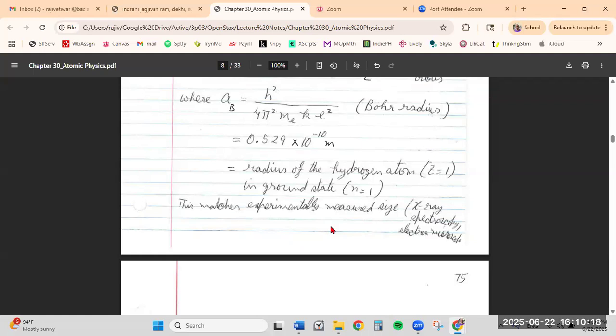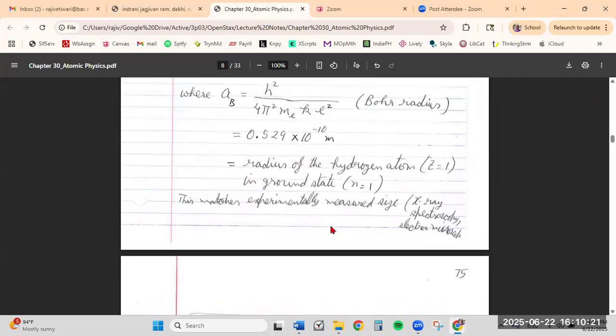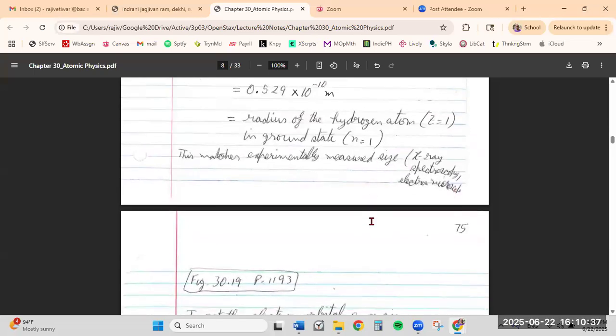Now you might wonder, how do you know the size of the hydrogen atom or any atom? There are techniques. Most commonly used is X-ray spectroscopy, or you can observe these atoms under an electron microscope and you can measure their size.